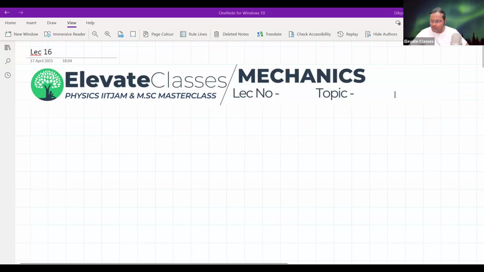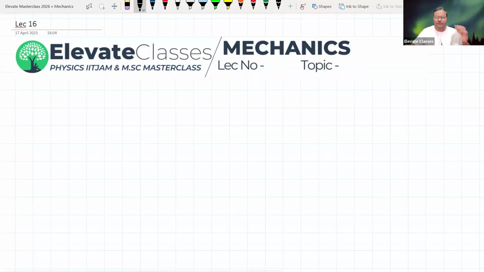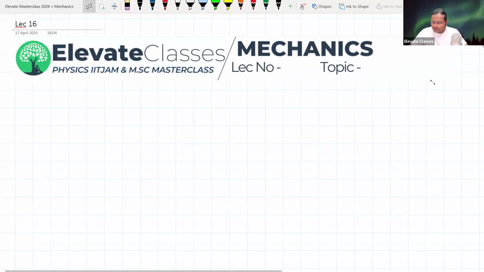Center of mass, and I think I did 2 questions related to center of mass topic. One is a problem involving uniform mass distribution, and another is a problem involving non-uniform mass distribution. So today we will do further problems in the topic of center of mass.